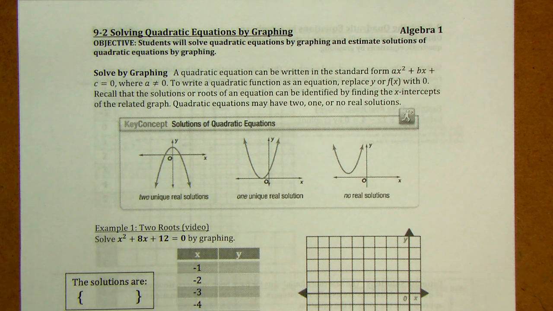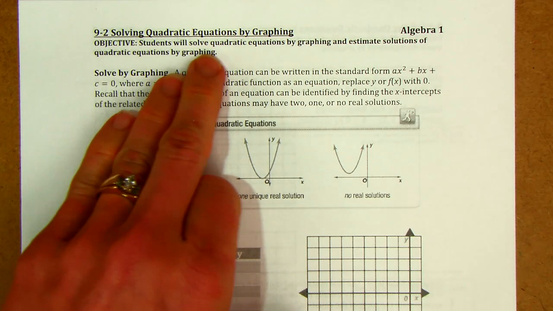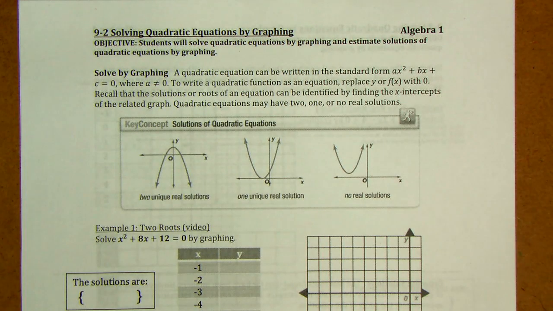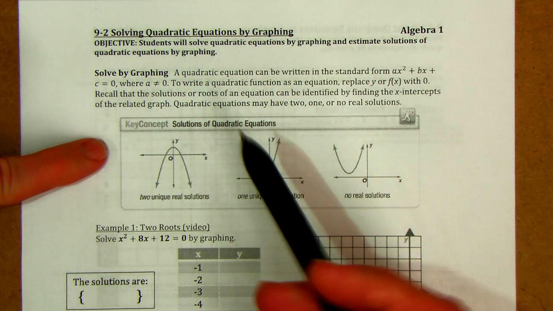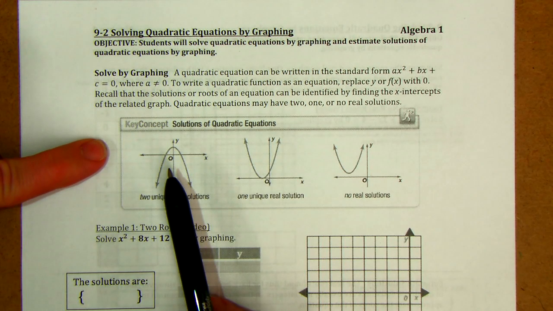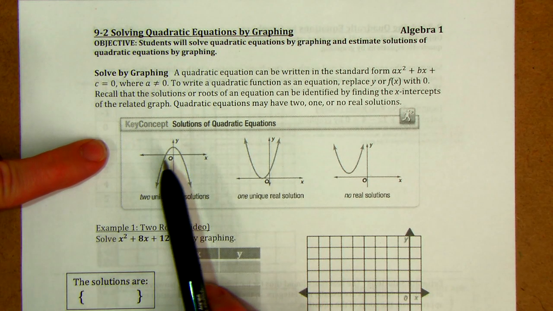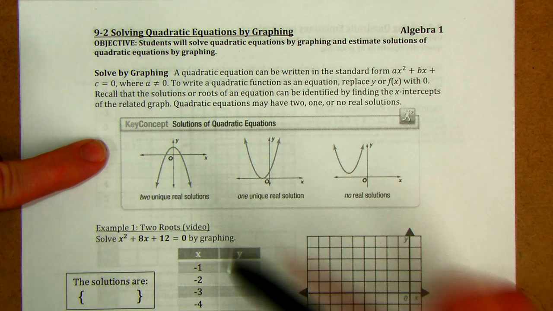If you remember way back when we graphed lines, linear equations, we discovered that where the line crossed the x-axis is the solution to the equation, because that is when y equals 0. The same is true for quadratic equations. That's why oftentimes quadratic equations will have two answers, two solutions. When our parabola crosses the x-axis twice, that gives us two solutions.